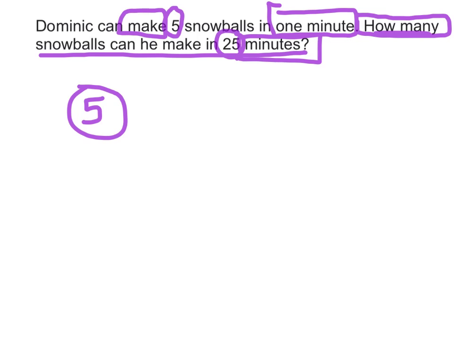So I know in 1 minute he's making those 5 snowballs, but we want to know how many he can make in 25 minutes, or those 25 groups. Well, I know when we're talking about groups of something, we're talking about multiplication. So in one group or 1 minute, he can make 5 snowballs, but how many can he make in 25 minutes or 25 groups? And that's what we want to solve to find out.